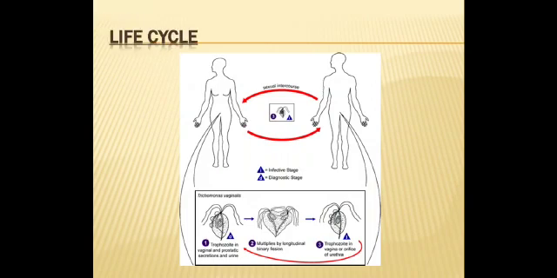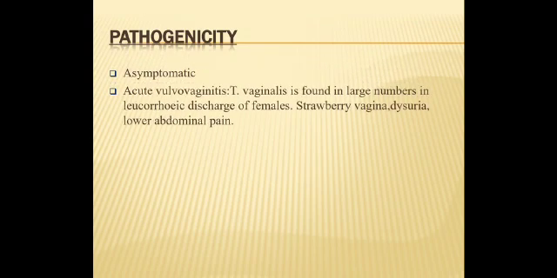Now coming to the life cycle. In the life cycle of Trichomonas also, we can see that there is no cystic stage. The asymptomatic females are the reservoirs of infection and transmit the disease by sexual route. The trophozoites divide by longitudinal binary fission, giving rise to a large number of daughter trophozoites. And again they will be present in the vaginal secretion, which will be transmitted to the partner. This is how the life cycle continues.